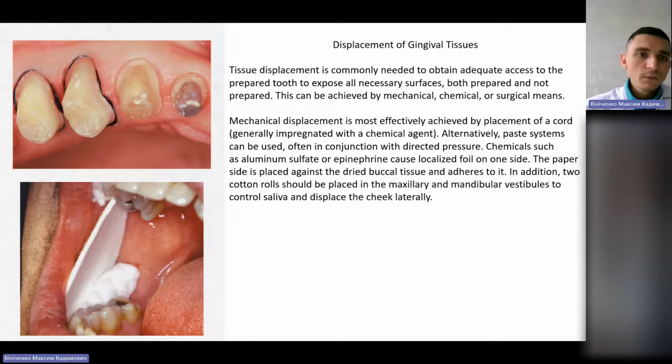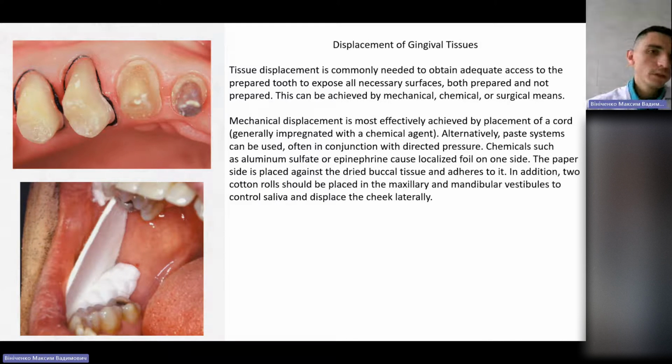Alternatively, paste systems can be used, often in conjunction with directed pressure. Chemicals can also displace the gingival tissues, such as aluminium sulfate or epinephrine. They cause localized foil on one side. The paper side is placed against the dry buccal tissue and adheres to it. In addition, 2 cotton rolls should be placed in the maxillomandibular vestibules to control saliva and displace the cheek laterally.